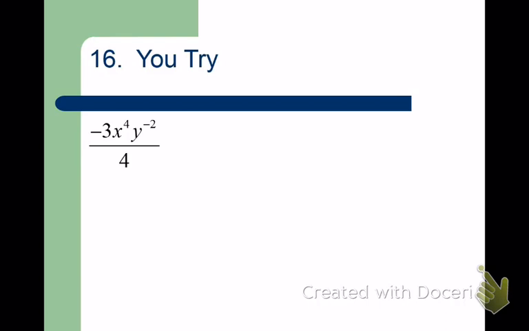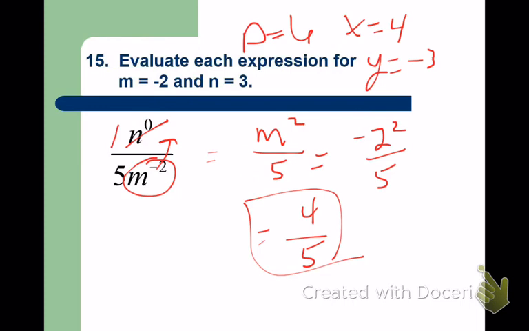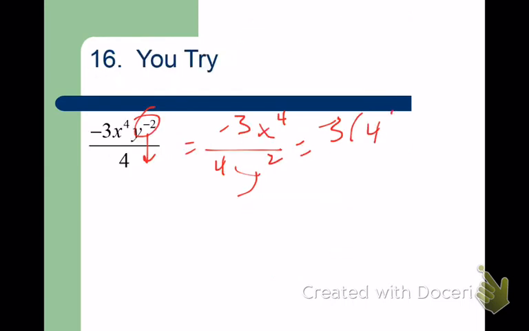So what'd you come up with? Drop this guy down first, right? So you get negative 3 x to the fourth over 4y squared. Negative 3 times, and x we said was 4, so we get 4 to the fourth power, that's going to be big, over 4 times, and y was negative 3, so we're going to do negative 3 squared.